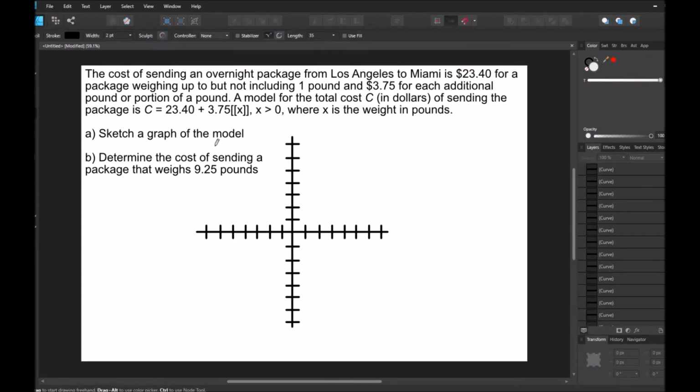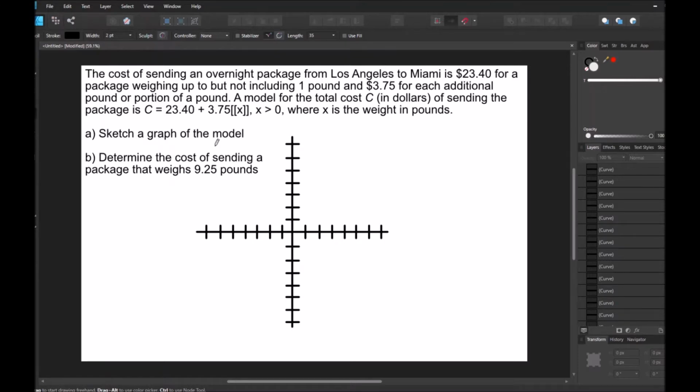Okay, so in this next problem we're told that the cost of sending an overnight package from Los Angeles to Miami is $23.40 for a package weighing up to but not including 1 pound and $3.75 for each additional pound or portion of a pound.